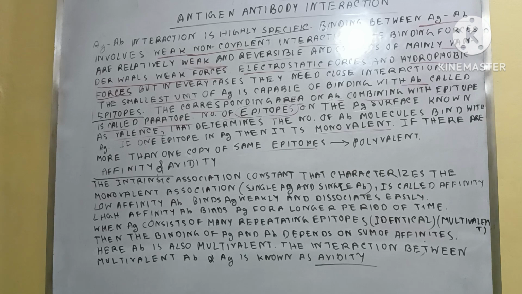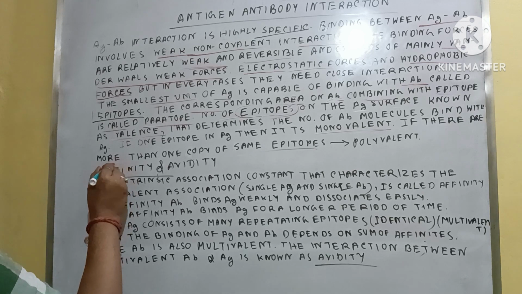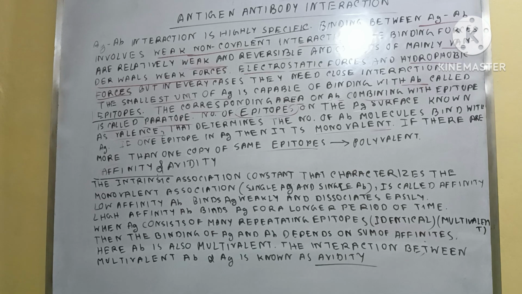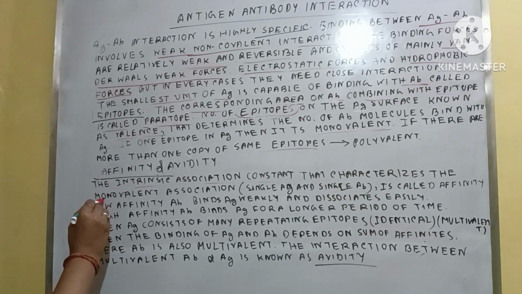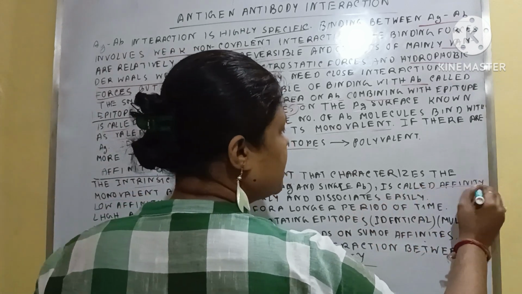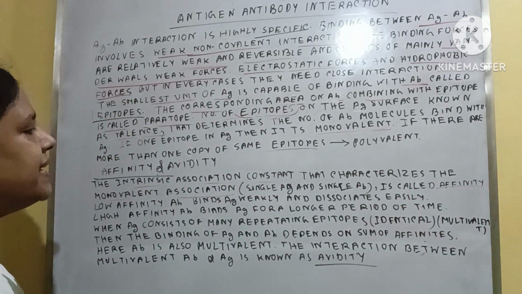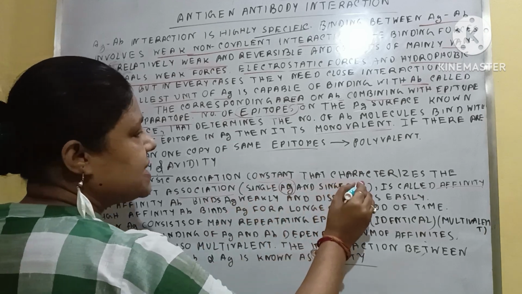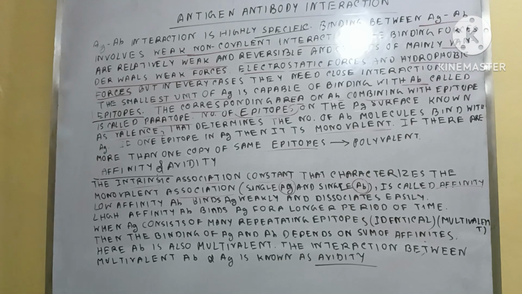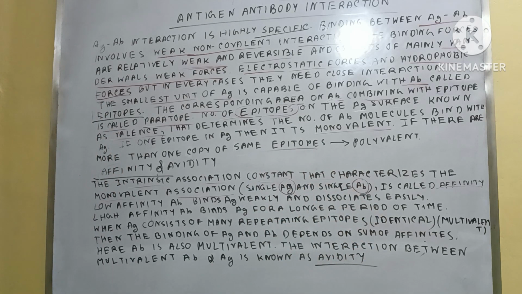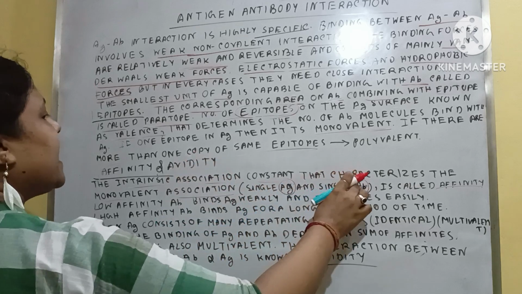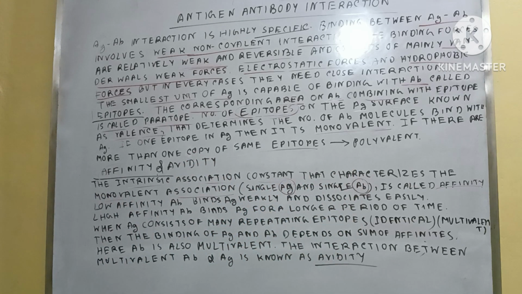Next term is the affinity and avidity. What is called the affinity? Affinity is actually the intrinsic association constant that characterizes the monovalent association, and this is called the affinity. That means, in simple words, the binding of a single antigen and a single antibody is called the affinity. Okay, and the binding of a single antigen and a single antibody is very weak, so the binding of the antigen and antibody does not remain for a long time.